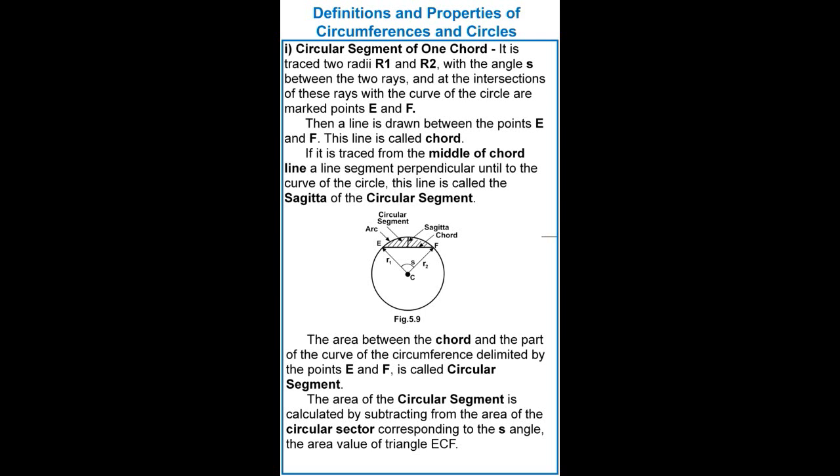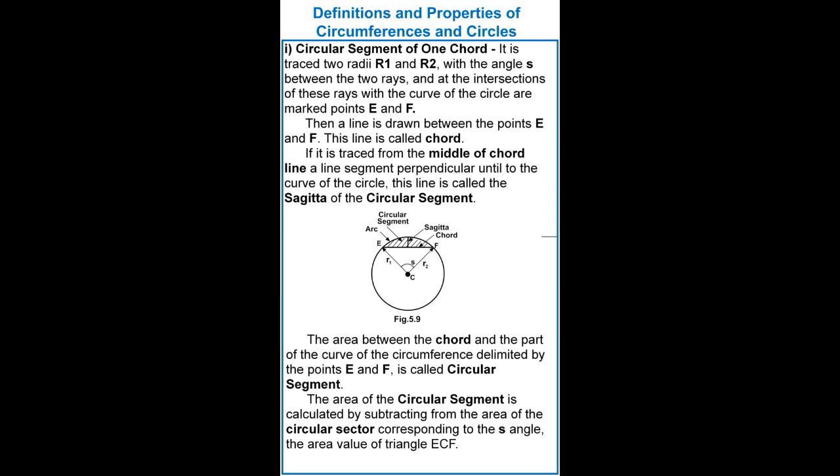Drawing the line segment EF, a zone is formed between the segment of the line EF and the curve, corresponding to the arc of the circle between the points E and F. This zone is called circular segment, corresponding to the arc EF of the circle. The straight line segment EF is called a chord. If from the middle of a chord a line segment is traced perpendicular to the curve of the circle, this line is called the sagitta of the circular segment.